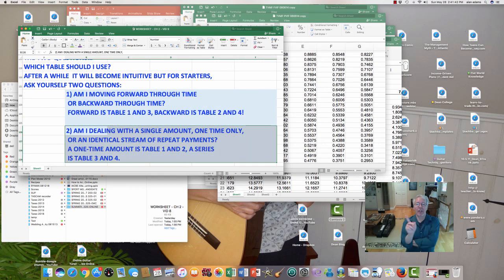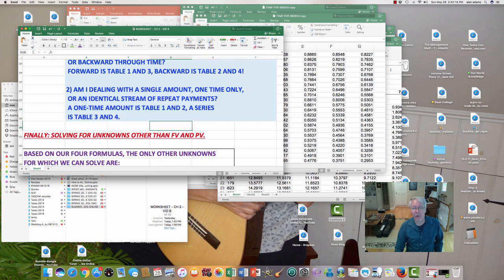Now here's the second question. Am I dealing with a single amount, a one-shot deal, one time only? Or am I dealing with an identical stream of periodic payments? If it is a one-shot deal, forward or backward, it's got to be table 1 or table 2. If it's a series of identical payments, a shortcut in other words, it's got to be table 3 or table 4. So by asking these 2 questions, ladies and gentlemen, you're going to nail it. That's the secret. After a while, you won't have to ask yourselves those pesky questions anymore. I hope that's helpful to you.